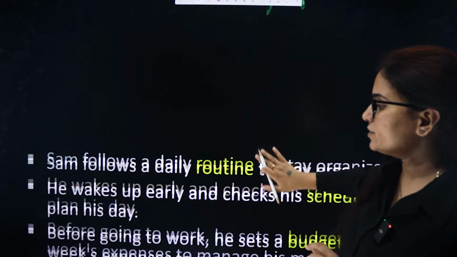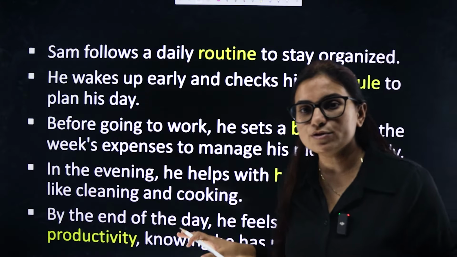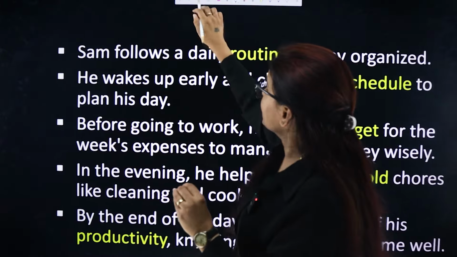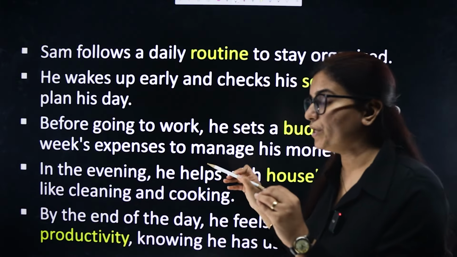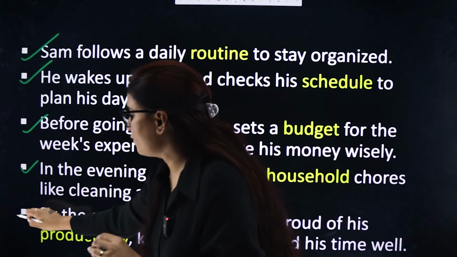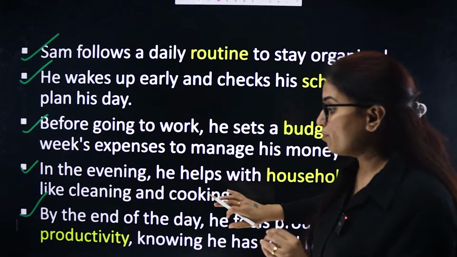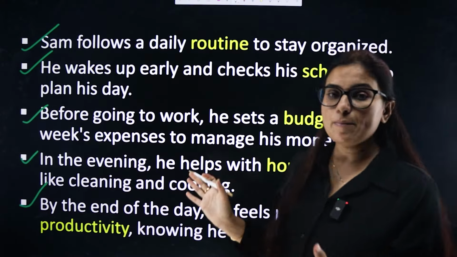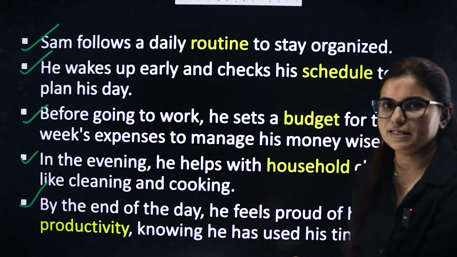Now, I have created a story based on my life, or based on Sam's life. This is the example story. If you notice carefully, I have created this story with the help of sentences. 1, 2, 3, 4, 5. 5 words and 5 sentences. But if you don't want to create sentences, you can create a paragraph. You can just remove these dots and connect all these sentences.